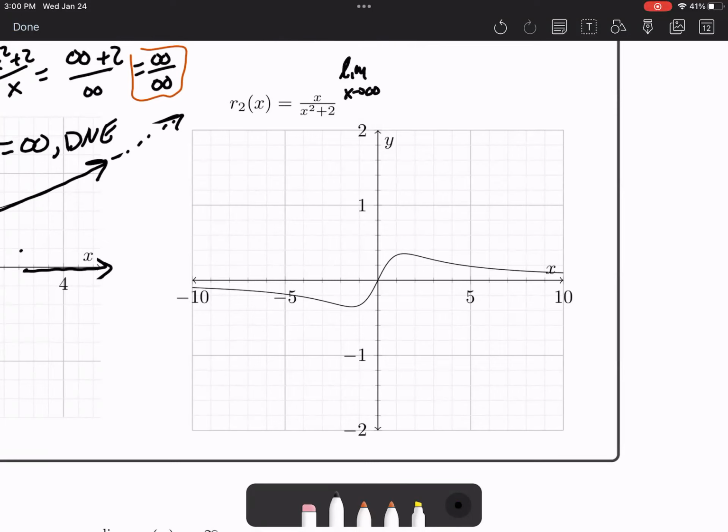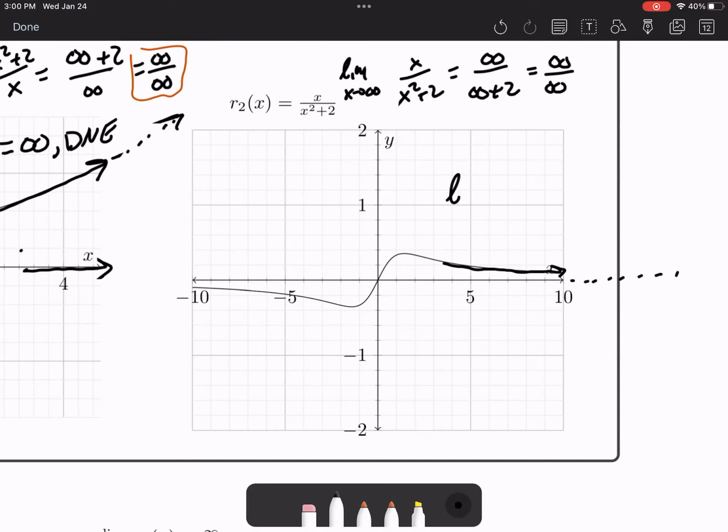Limit as x travels to infinity of x over x squared plus 2 returns infinity over infinity plus 2, infinity over infinity. So we have the same indeterminate form, but we can see from the graph that the limit as x travels infinitely to the right, it actually does exist. It's well defined. This function decays slowly down to the horizontal asymptote of 0. So the limit of this function as x travels indefinitely to the right is the constant 0. It approaches the y value of 0.